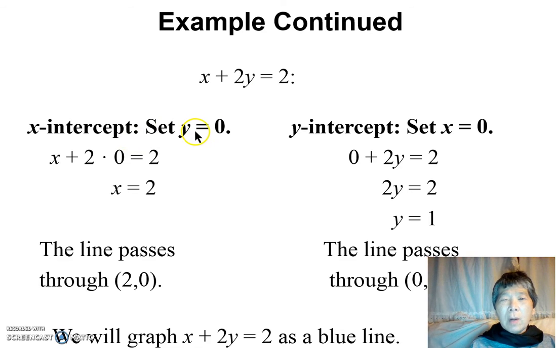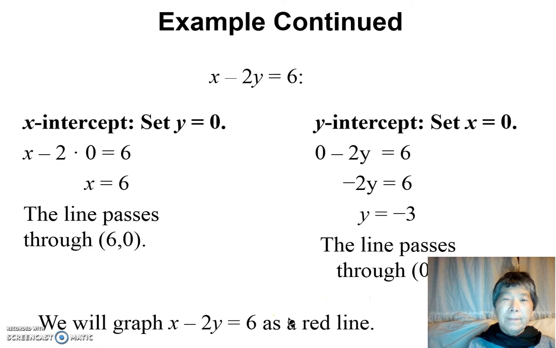To find the x-intercept, you set y equal to 0. So x + 2 times 0 equals 2, so x equals 2. The x-intercept is (2, 0). To find the y-intercept, set x equal to 0, so 0 + 2y = 2, y equals 1. The line passes through (0, 1). We will graph x + 2y = 2 as a blue line.